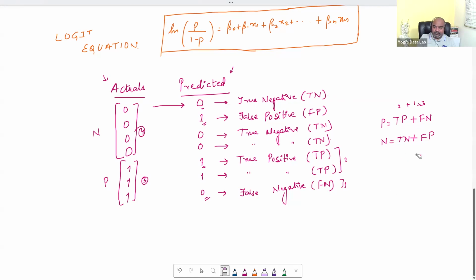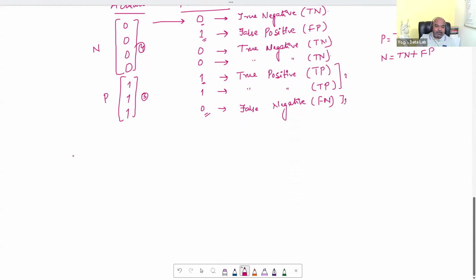Now, based on this, there are a couple of metrics that we need to know. The first metric that we come across is accuracy, which is AC. This is given by the formula Tp plus Tn divided by P plus N. Meaning the number of true positives plus true negatives divided by the total number of rows. Meaning how many records we have predicted correctly divided by the total number of records.